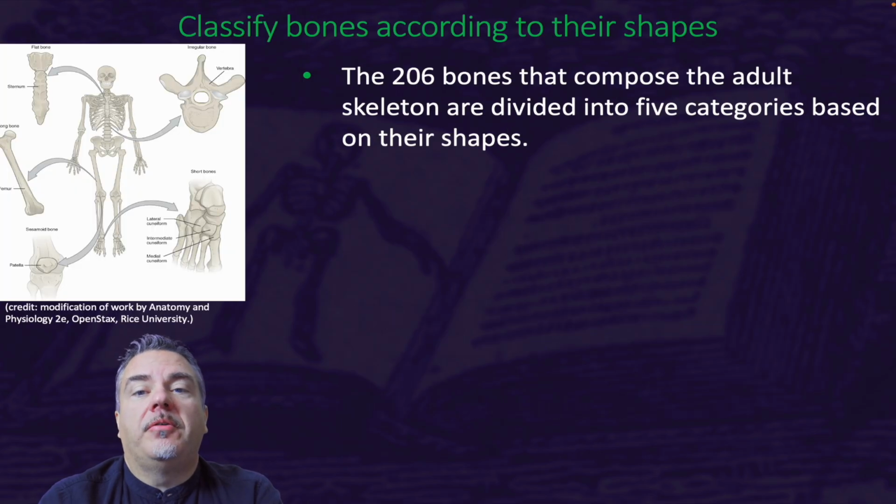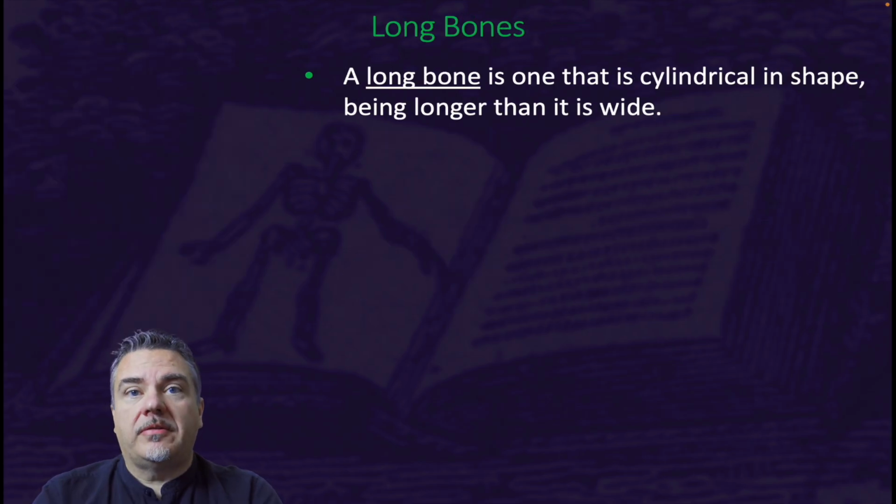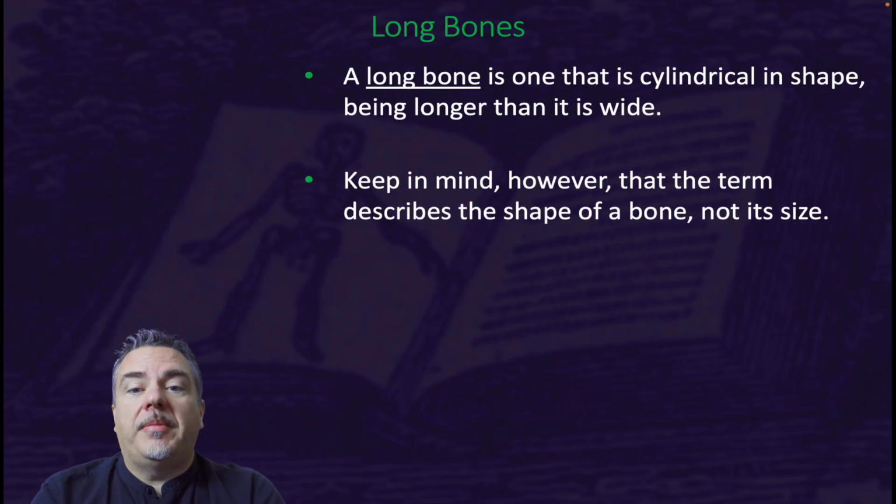The 206 bones that compose the adult skeleton are divided into 5 categories based upon their shapes. Their shapes and their function are related such that each categorical shape of bone has a distinct function. A long bone is one that is cylindrical in shape, being longer than it is wide. Keep in mind, however, that the term describes the shape of a bone, not its size.